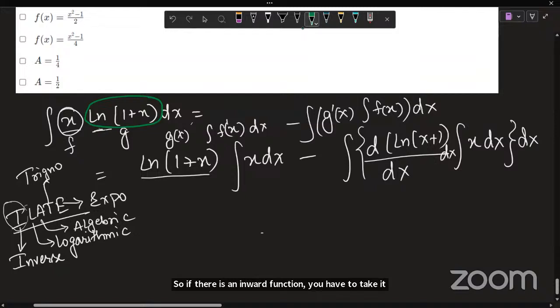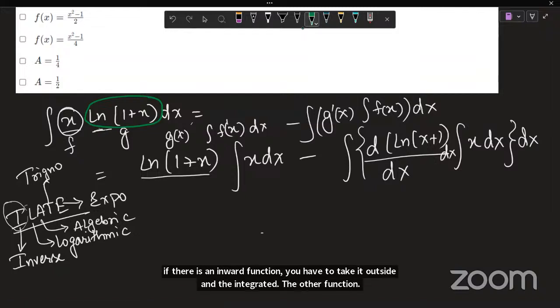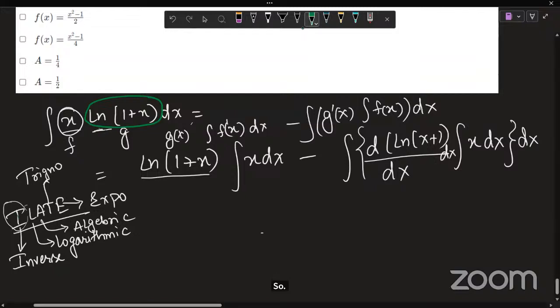The Euler rule says to choose the left-hand one; suppose this will be our g(x). Here we have an algebraic function and a logarithmic function. So which one will be on the left? The left one will be g(x). Okay, the left one will be g(x). Got it?